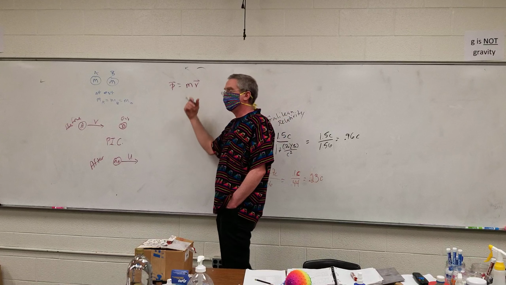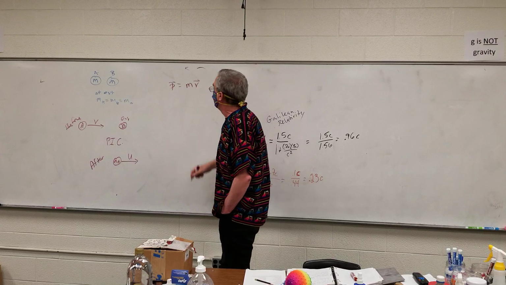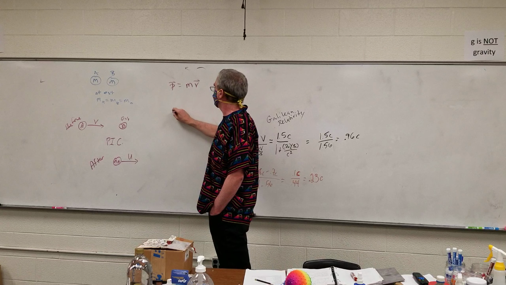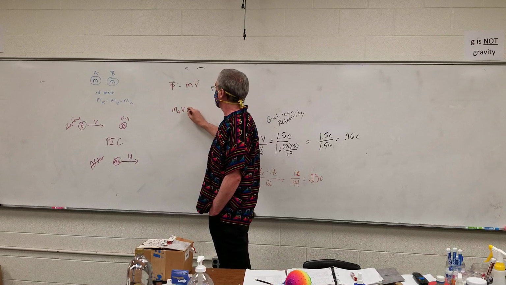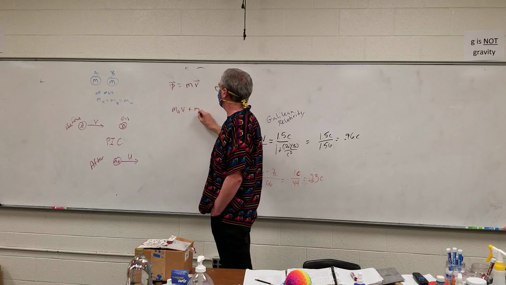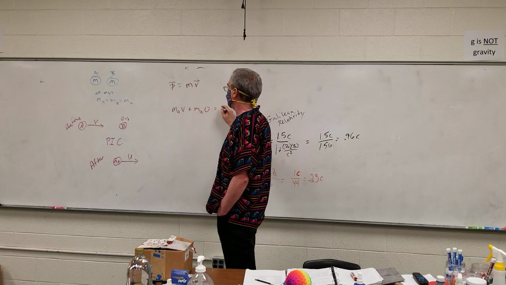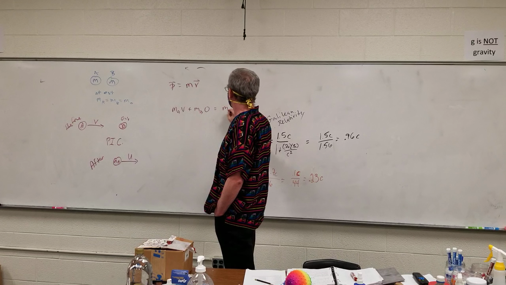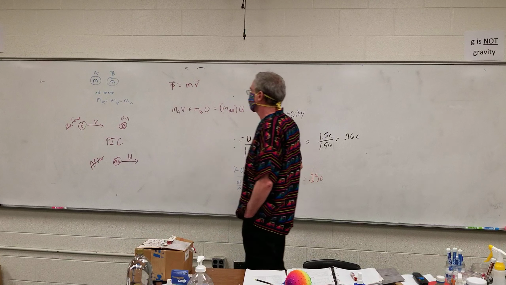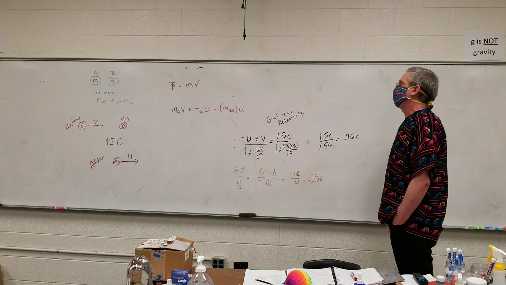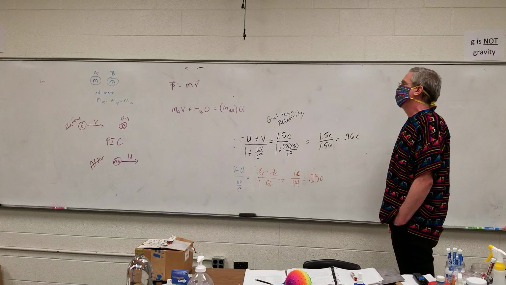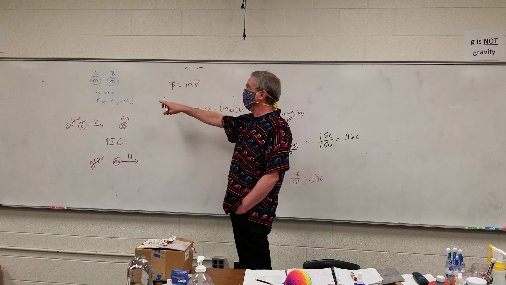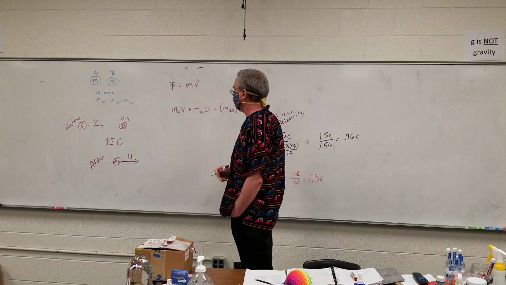All right, so P equals mv. So I have the mass of A times V plus the mass of B times 0 is equal to the mass of A and B times U. Now, notice that I did not put m sub 0 down here, so just keep that in mind.